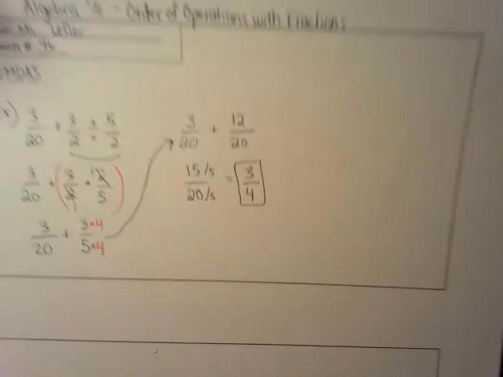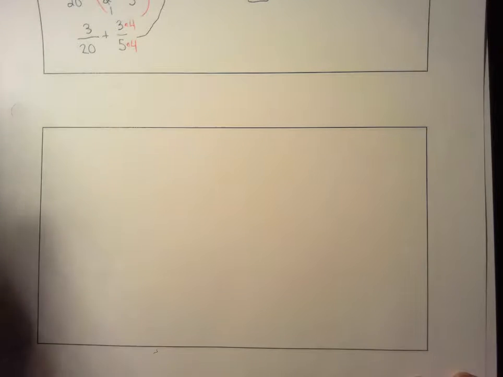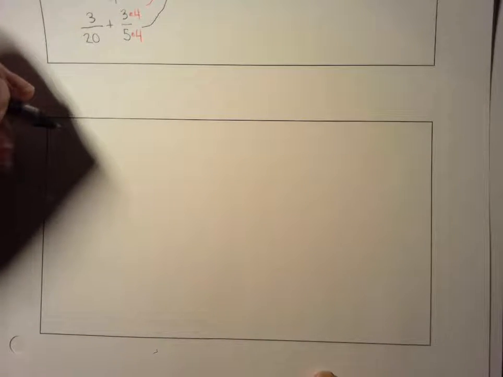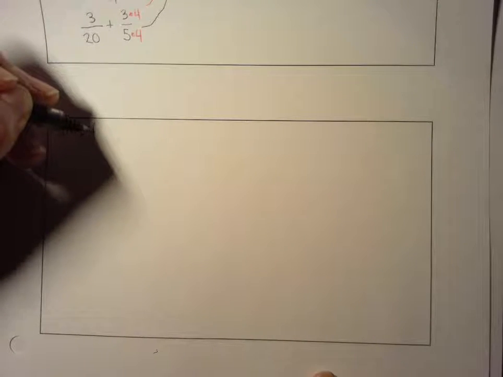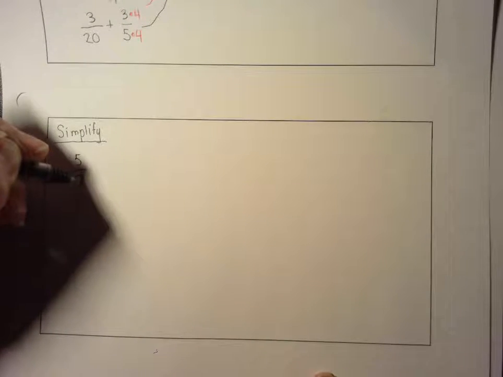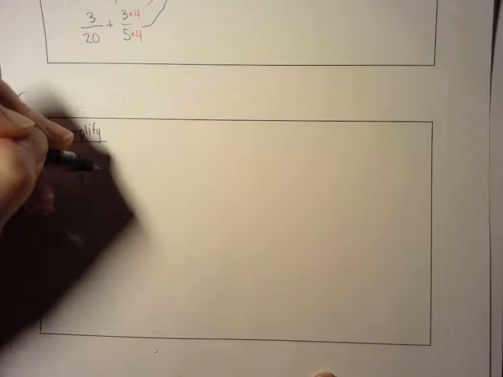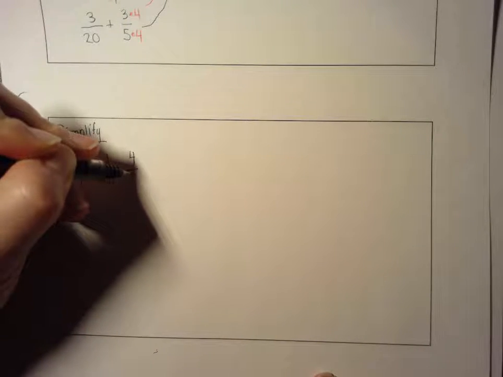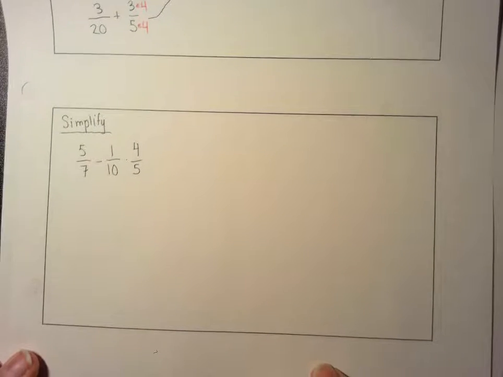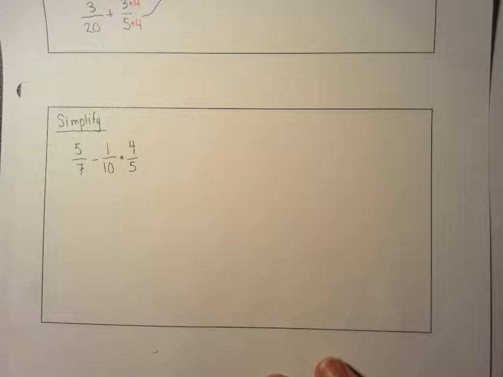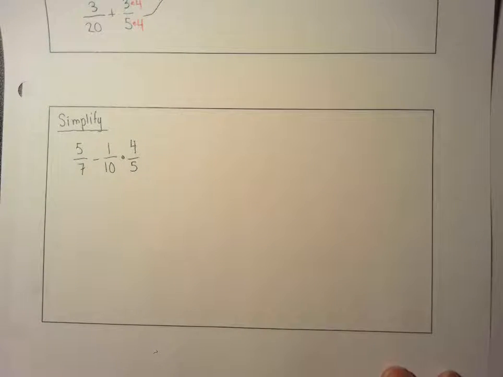So let's go to the bottom section of our notes here. The first example I want you to try is simplify this. We have 5 over 7 minus 1 over 10 times 4 over 5. This is a times. So go ahead and practice this. You can pause the video and practice, and we'll go over the answer in a moment.